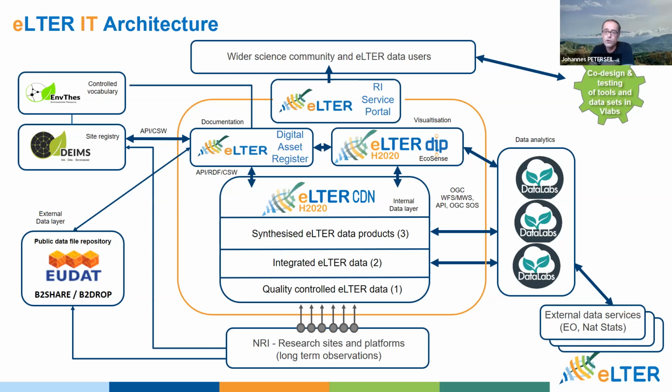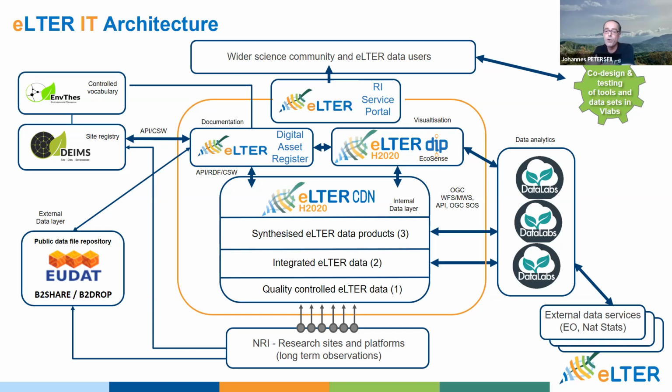We are also using persistent identifiers there with the DIMES ID. There is the component of documentation, the digital asset register, which is the main catalog for the eLTER data products. There is a visualization component with EcoSense and the data integration portal, which enables visualizing data. So there is a prototype available on that.